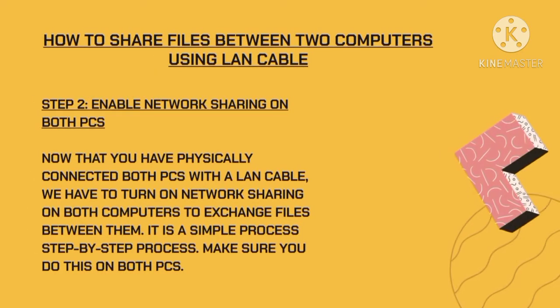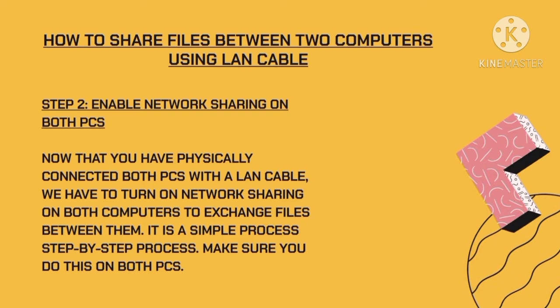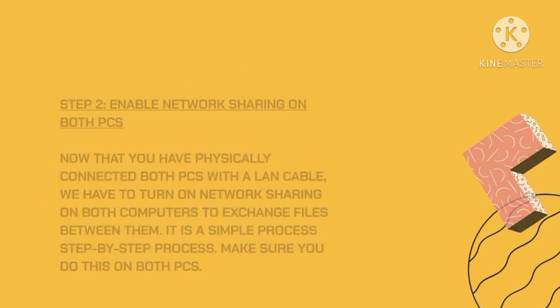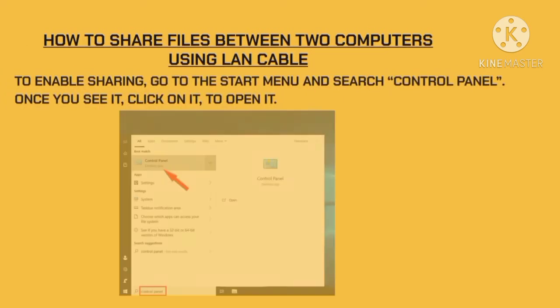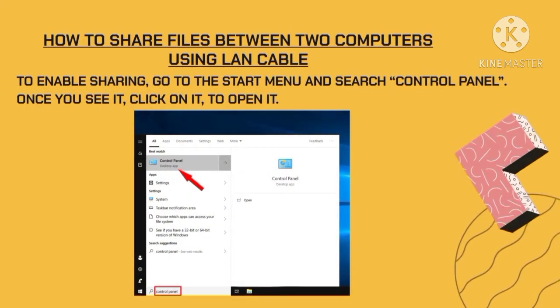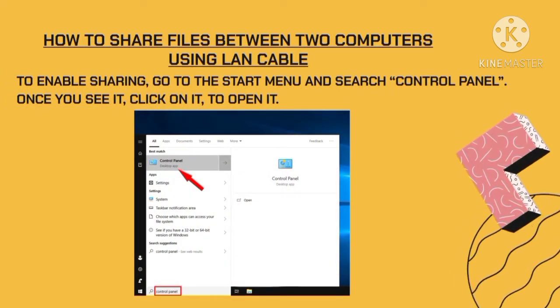Step 2. Enable network sharing on both PCs. Now that you have physically connected both PCs with a LAN cable, we have to turn on network sharing on both computers to exchange files between them. It is a simple, step by step process. To enable sharing, go to the Start menu and search Control Panel. Once you see it, click on it to open it.